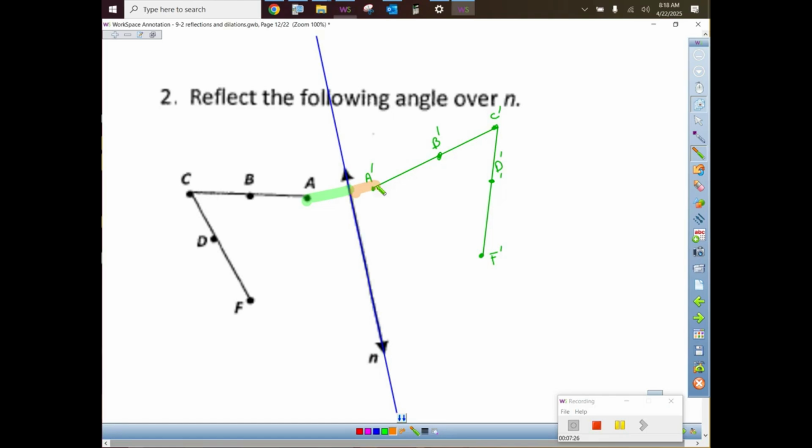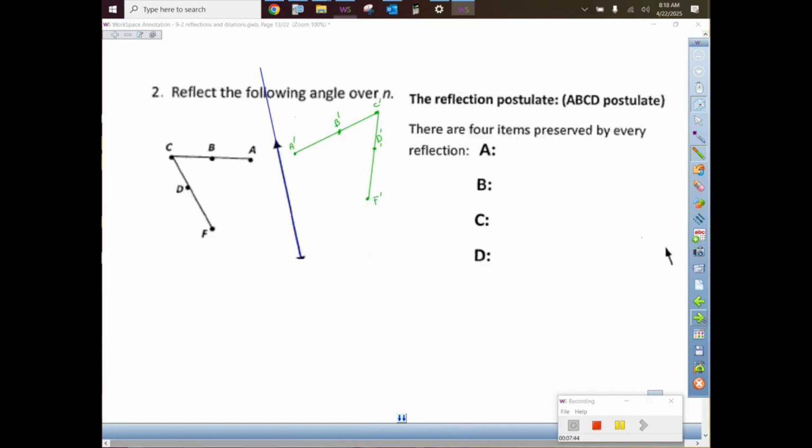But what do you think? There are like 4 things preserved by every single reflection. It's called the ABCD postulate. And the reason why they call it the ABCD postulate is because those 4 things start with the letters A, B, C, D, and etc.